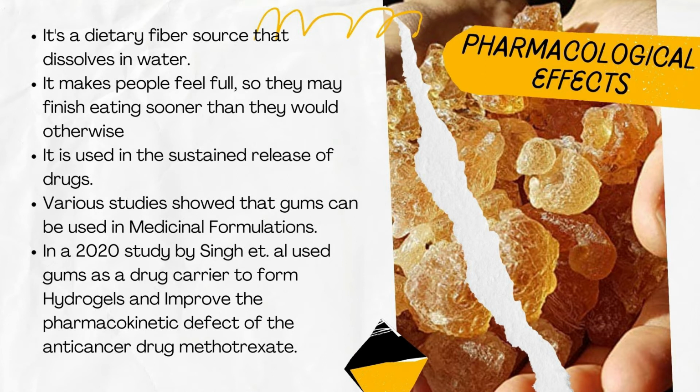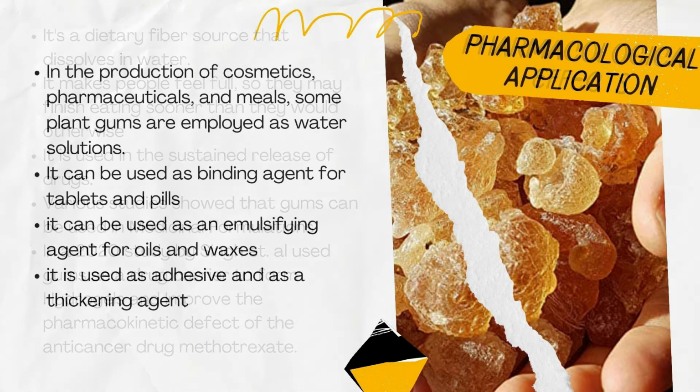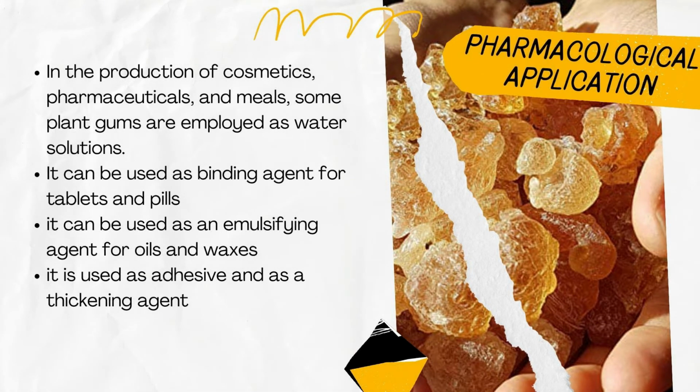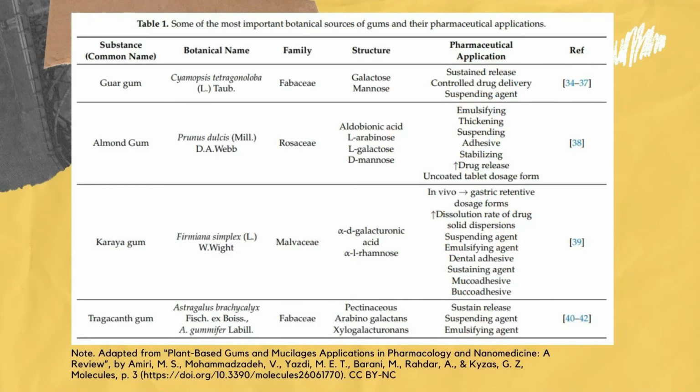It is also used in medical formulations, as a drug carrier, and to sustain drug release. These plant gums are used in the form of water solutions in the manufacture of cosmetics, pharmaceuticals, and foods. It can be used as a binding agent in medicines, as an emulsifying agent, and most importantly, as an adhesive or as a thickening agent. The following tables show other botanical sources of gums and their pharmaceutical applications.